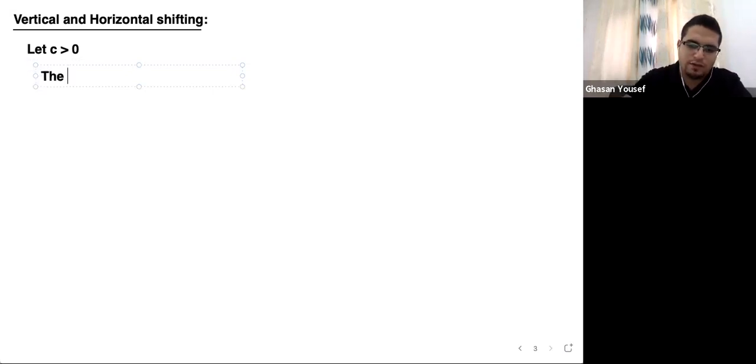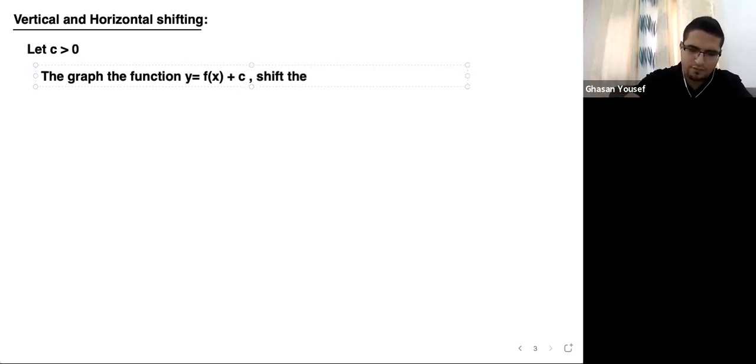So if I need to graph the function y equals f of x plus c, we have to graph the function f of x, then shift this function upward c units. So here we shift the graph of f of x upward c units.